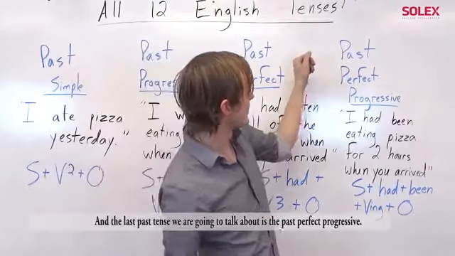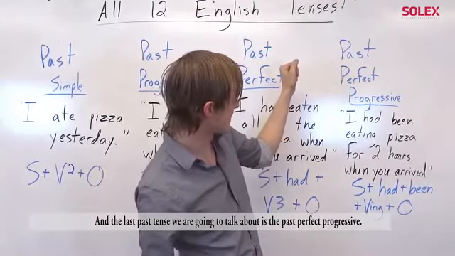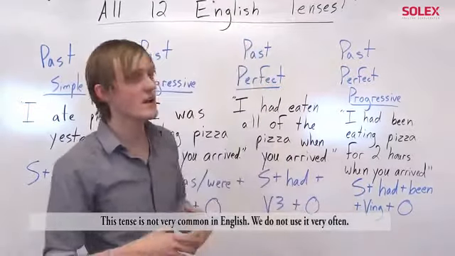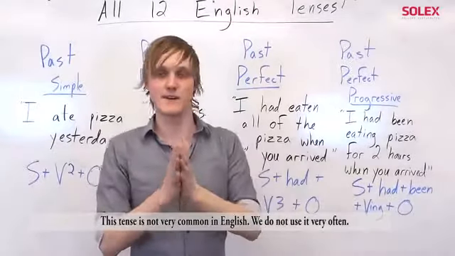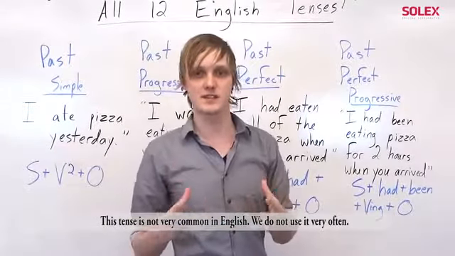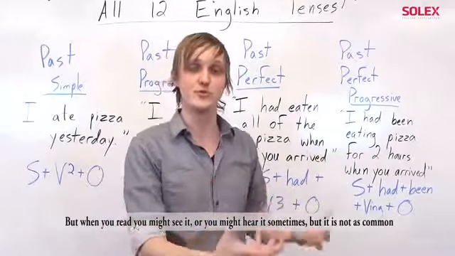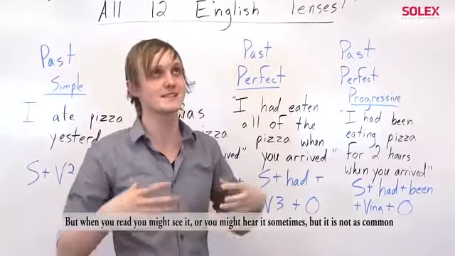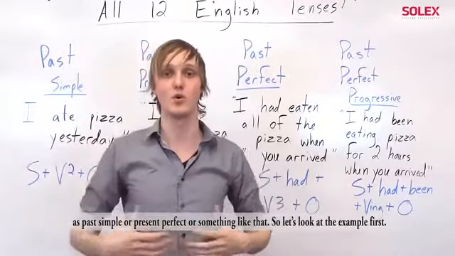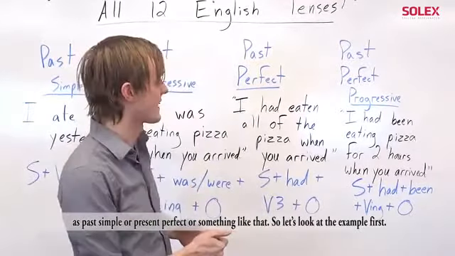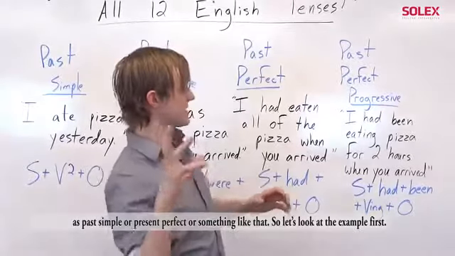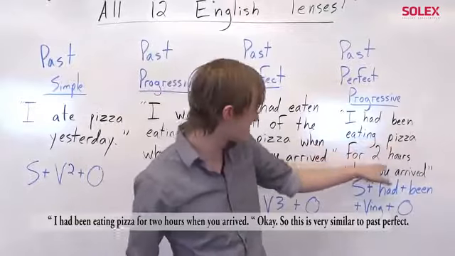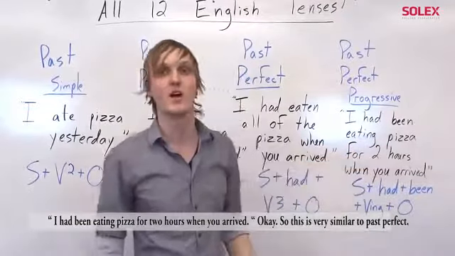Okay? And the last past tense we are going to talk about is the past perfect progressive. This tense is not very common in English. We do not use it very often, but when you read, you might see it, or maybe you'll hear it sometimes, but it is not as common as past simple or present perfect or something like that. So, let's look at the example first. I had been eating pizza for 2 hours when you arrived.